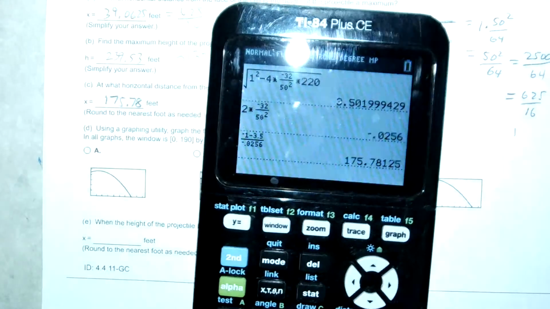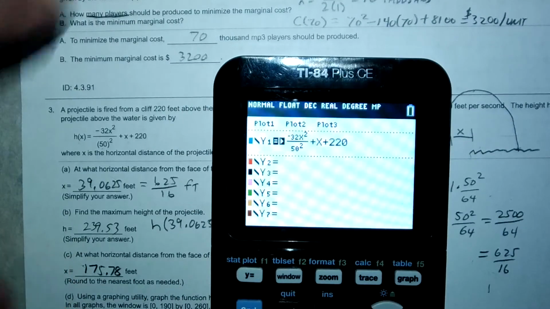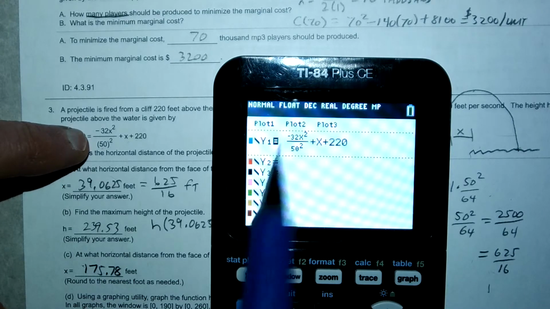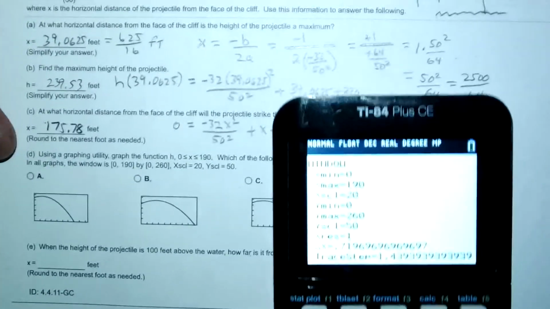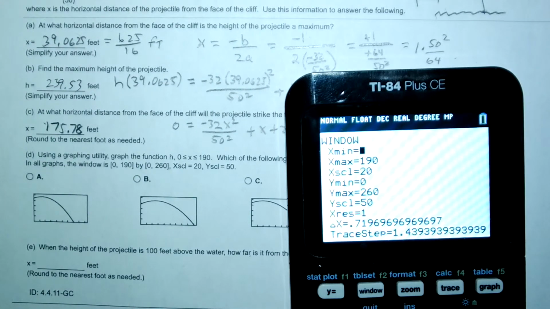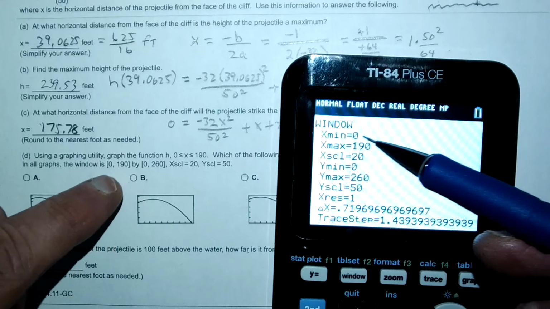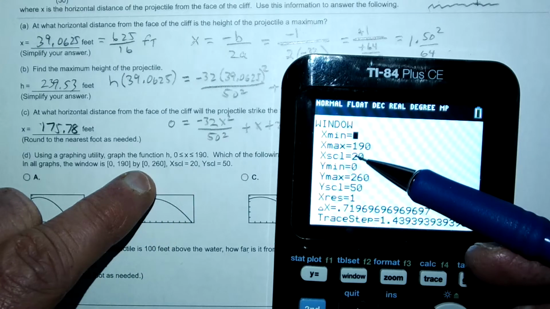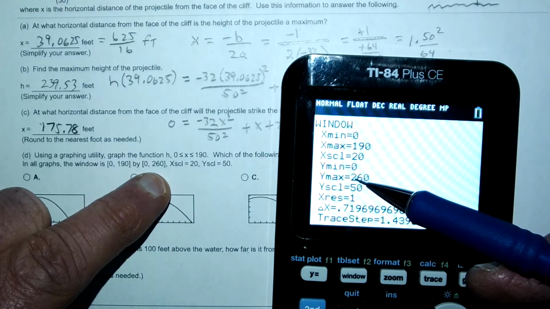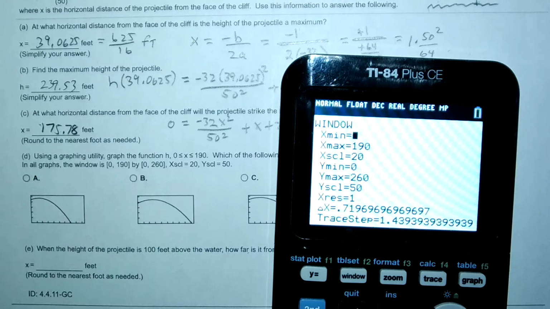Let me show you what I have here. So I put in the original function, and remember, we got that right here at the top. You can see I have that function right here in my calculator. And then you can see in my window, I also tried to set this window to what the parameters were in the problem. It says here, for example, the X minimum and maximum were from 0 to 190, and the scale was 20. And then the Y was from 0 to 260, and the scale was 50 units per tick mark. So let's see what kind of graph I got, and you might try this yourself.